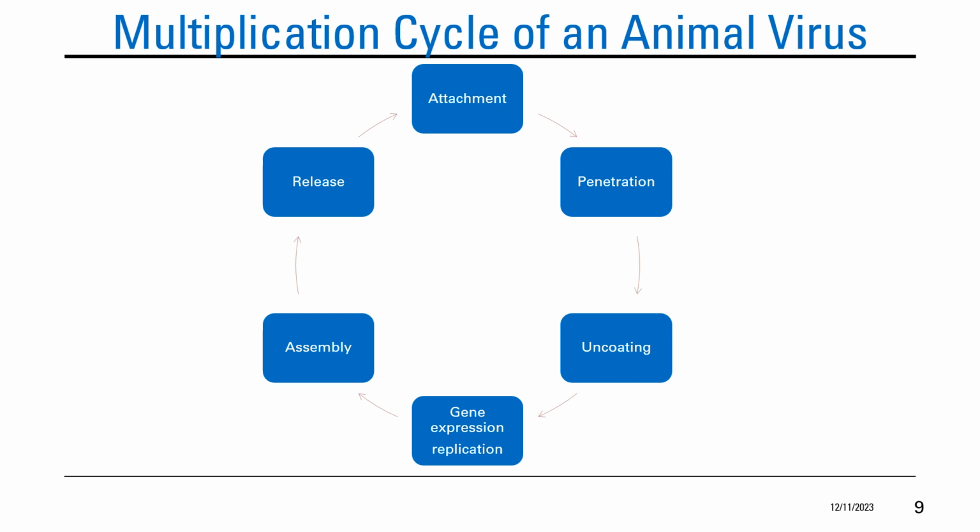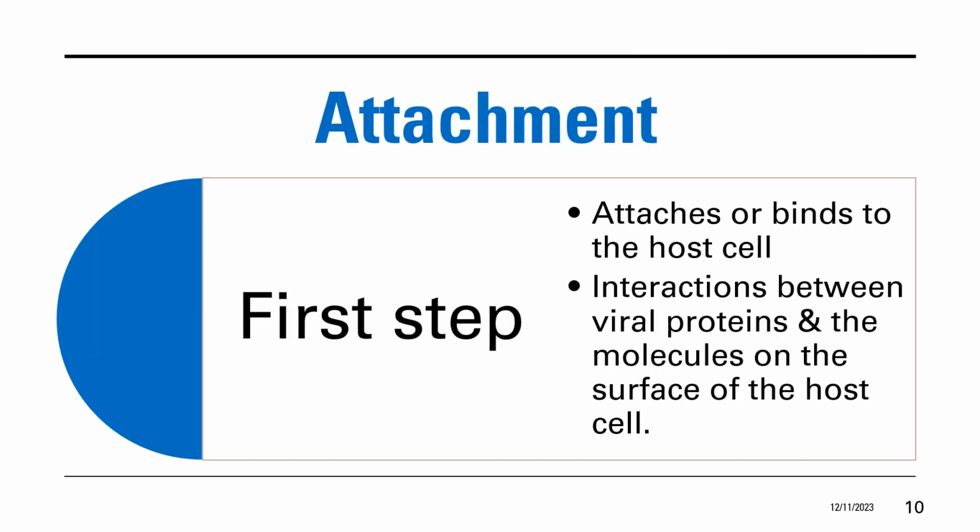This is a diagram showing you the multiplication cycle of an animal virus. So we have the attachment, penetration, uncoating, gene expression or replication, assembly, and the release. We'll get more in depth about that on the next few slides. The first step is the attachment. This is where the virus attaches or binds to the host cell, and interactions between viral proteins and the molecules occur on the surface of that cell.